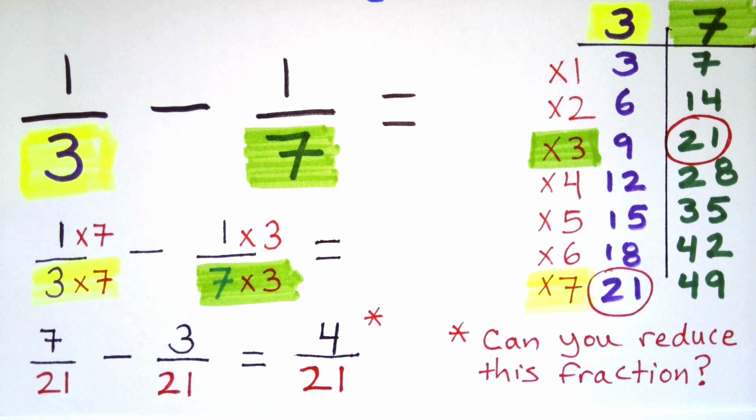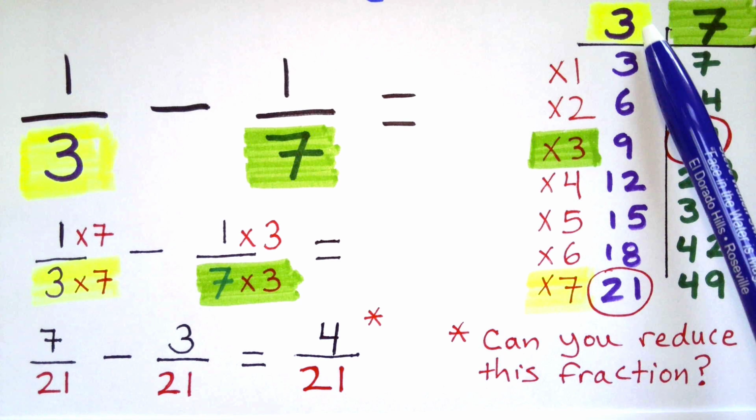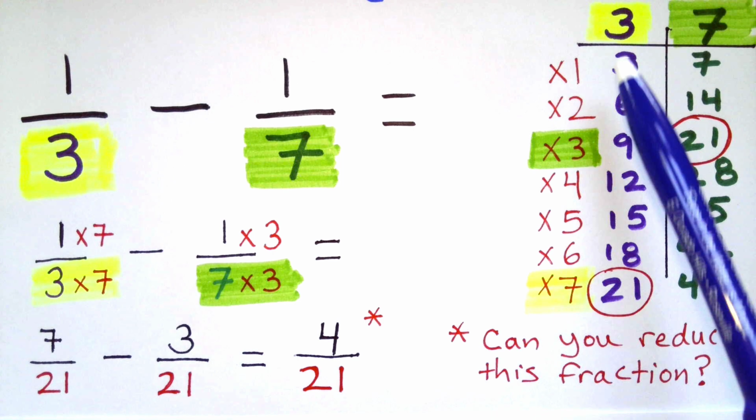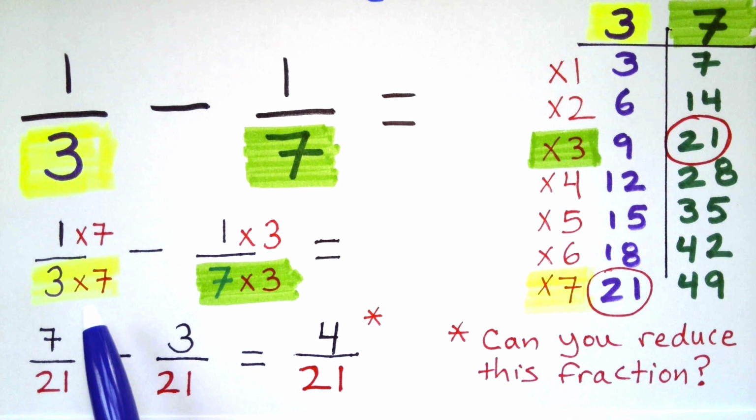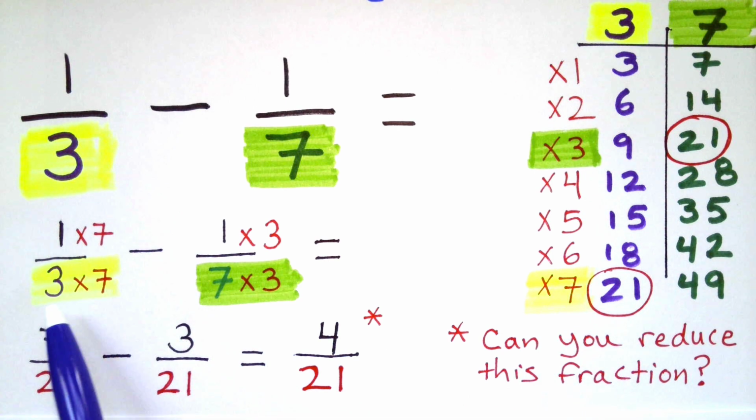Okay, so we know the common denominator is 21. So 3 times what? And you can look at the chart here. 3 times what gives me 21? 3 times 7 gives me 21. So what I do to the bottom of the fraction, I have to do to the top. 3 times 7 is 21. 1 times 7 is 7.